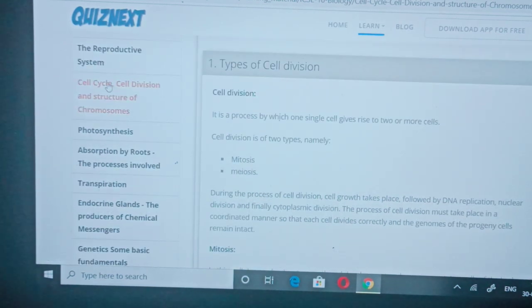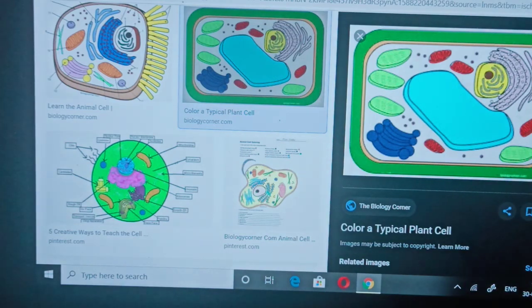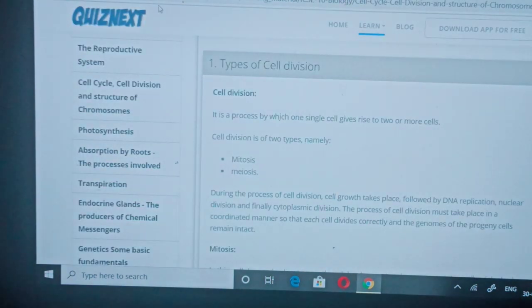In this chapter, cell cycle, what is a cell cycle? Now go back again and recap the explanation of the cell. A cell is the structural and functional unit of life. You got it? Cell is the functional and structural unit of life.